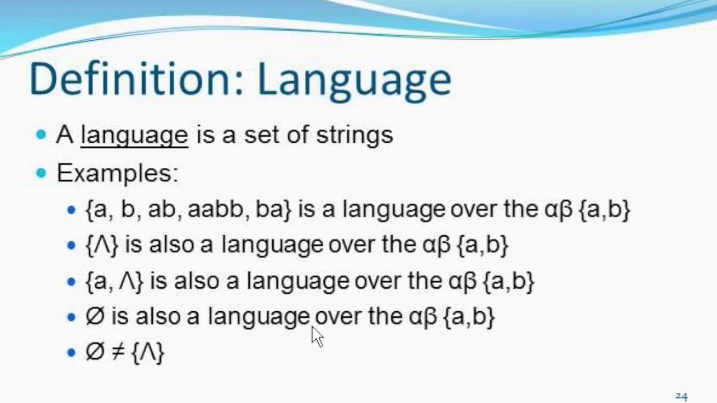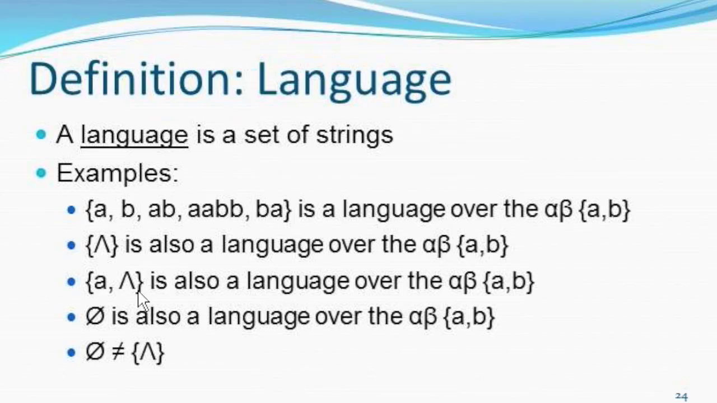Okay, here are some finite languages that I have. For example, this set here is a language over the alphabet AB. Lambda, the set containing just the empty string, is certainly a language because a language is just a set of strings, and lambda is a string. So there you go. And it's a language over the alphabet AB and actually over any alphabet, as we said before.